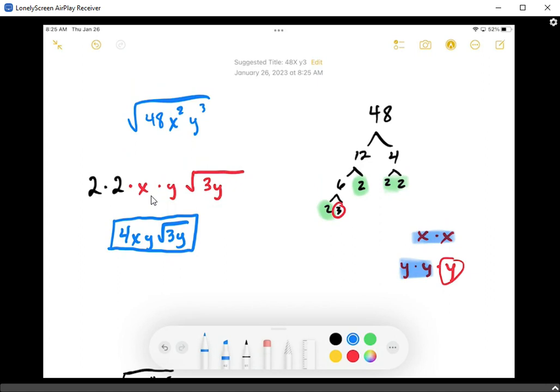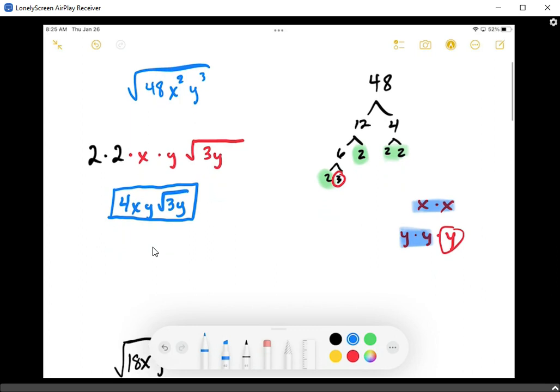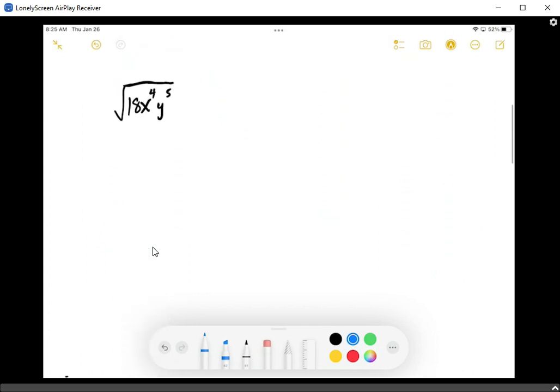What this is saying is that we can take the square roots of all of these items individually, take out the things that are perfect squares, and leave the things that aren't inside the radical. That's basically what we're doing here. Take a look at this next one.